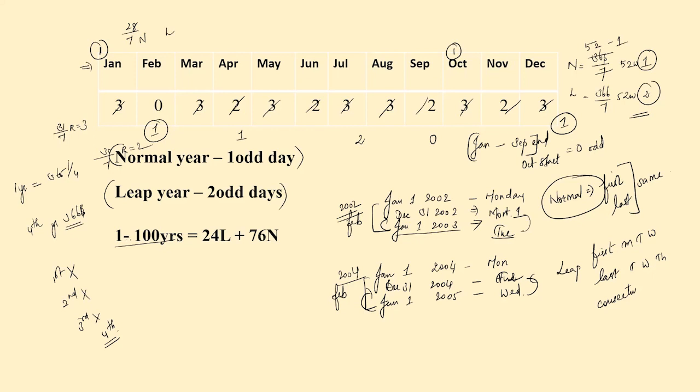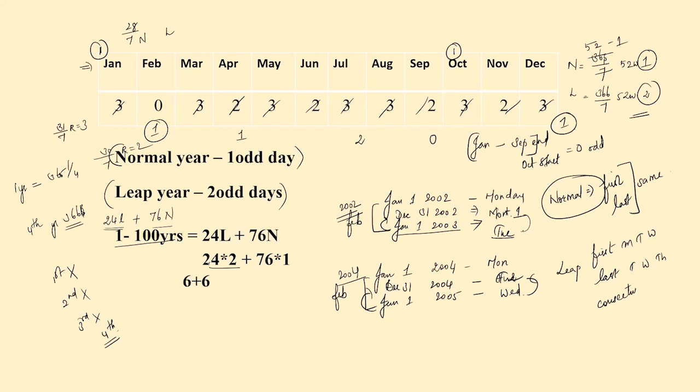Understood? Now, so in 1 to 100 years, first of all, I know that 100 years are there. If you divide it by 4, you will get 25. But 100 is not a leap year. So there will only be 24 leap years. And obviously the remaining have to be normal years. That is going to be 76 normal years. Correct. Now every leap year, okay, has 2 odd days. So 24 leap years will have 24 into 2 odd days. And every normal year has 1 odd day. So 76 into 1.